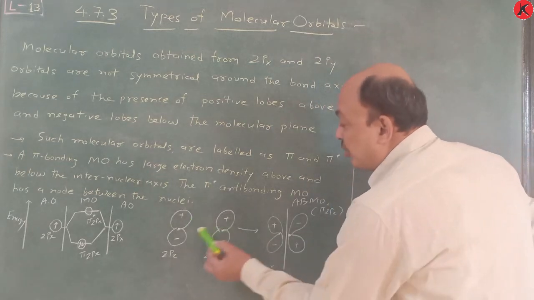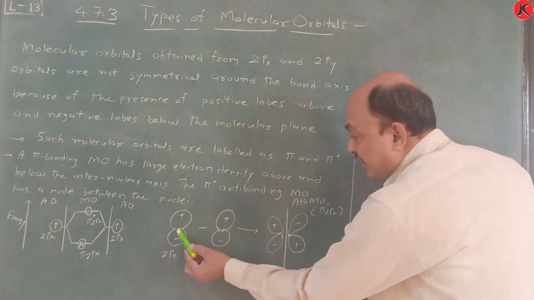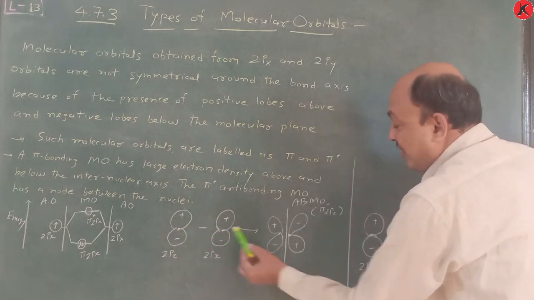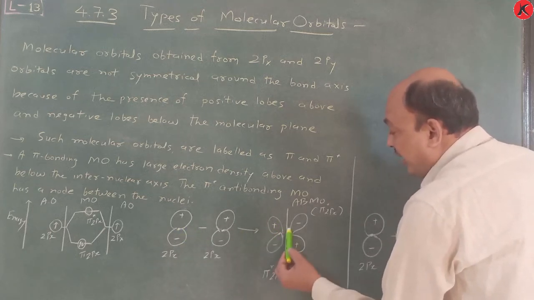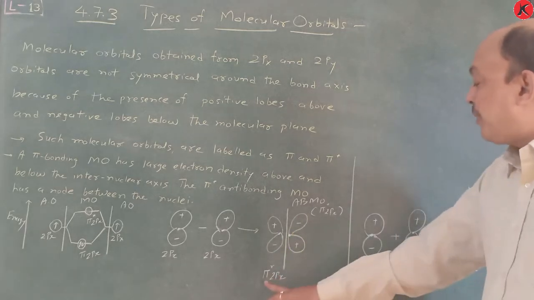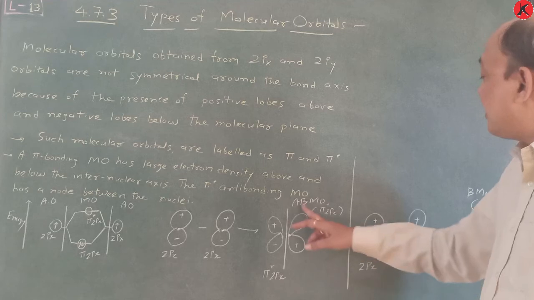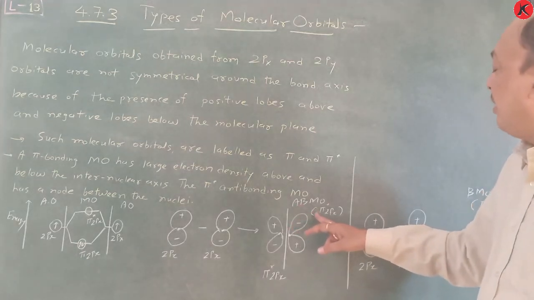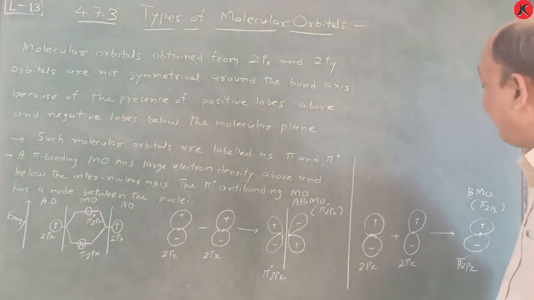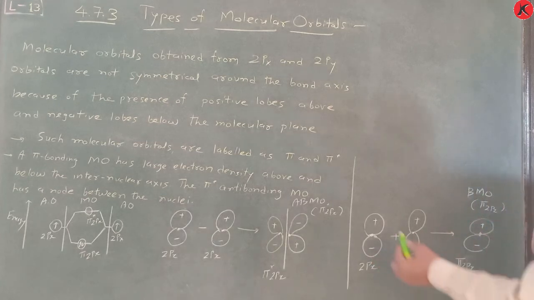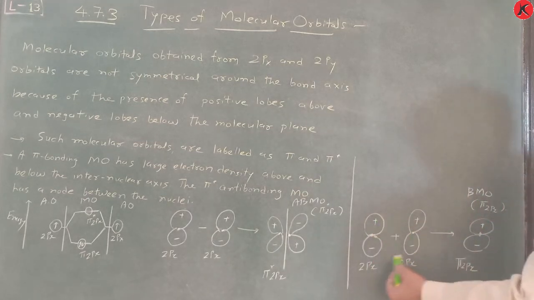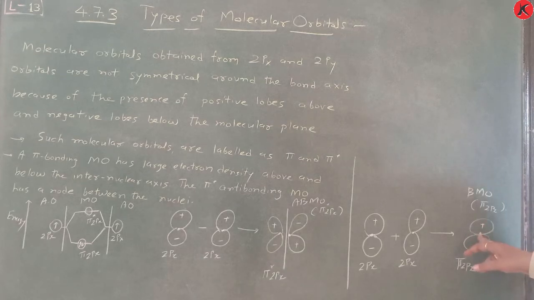So you see the plus lobe is there, the minus lobe is there, and that's why two centers are there. This one is one center, and that's why a node is produced here. This way they separate out, and this is nothing but pi star 2px, which is considered as the anti-bonding pi molecular orbital. And suppose for this 2px orbital and 2px orbital, addition takes place. So the plus lobes overlap with each other, and the minus lobes overlap with each other, and that's why we consider two centers here.